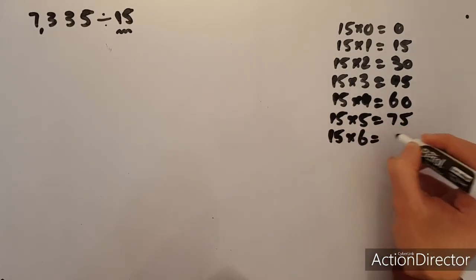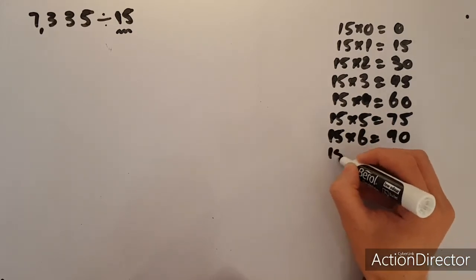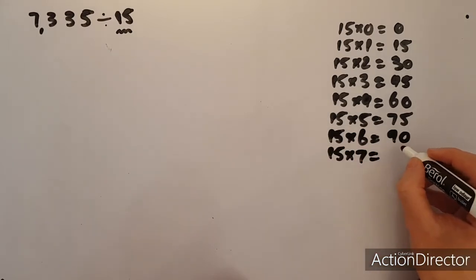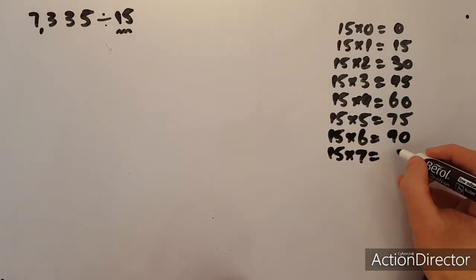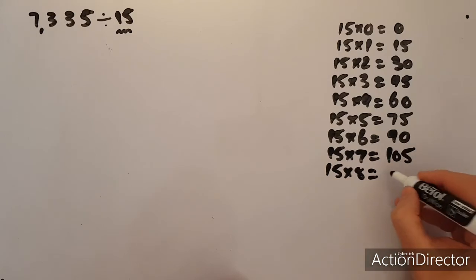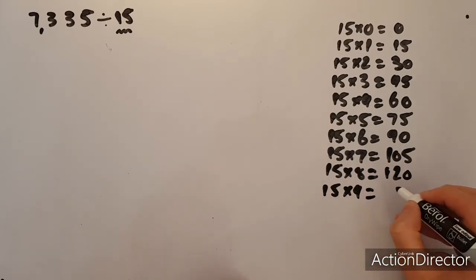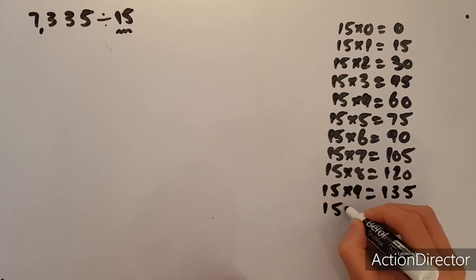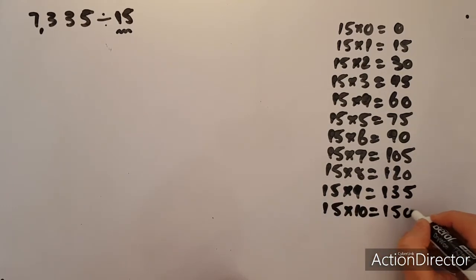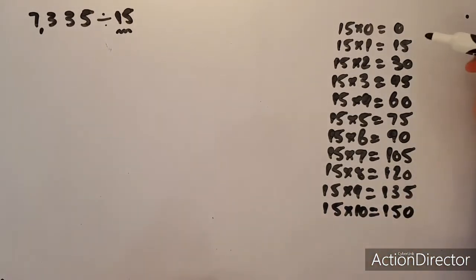15 multiplied by 6, well that's just 75 plus 15, which will give me 90. 15 multiplied by 7, so 90 plus 15, 90 plus 10 is 100, plus the 5 is 105. 15 multiplied by 8 will give me 120. 15 multiplied by 9 will give me 120 plus 15, which is 135. And then, of course, 15 multiplied by 10 will give me 150. So even though the 15 times table isn't one that we learn a lot of in school, writing out the first 10 multiples of 15 wasn't actually that hard to do.